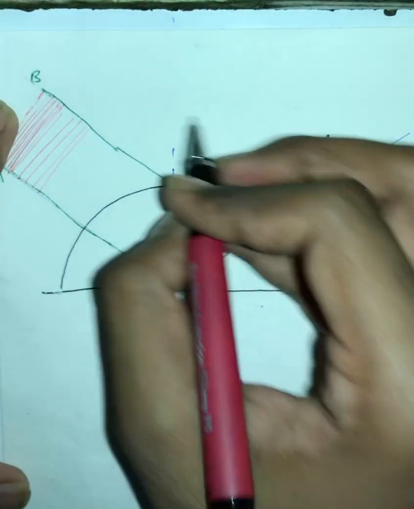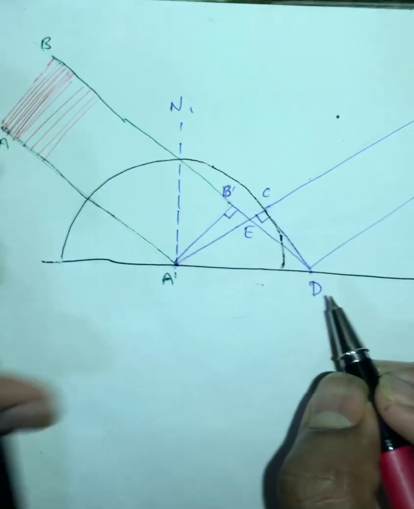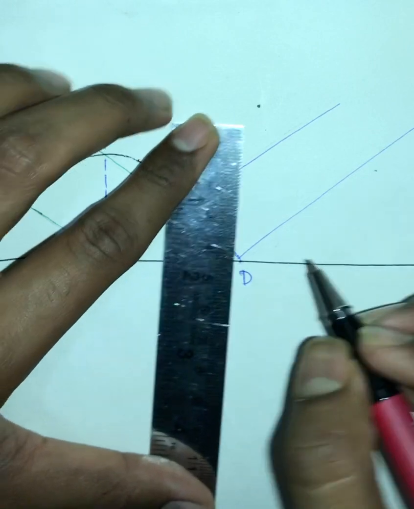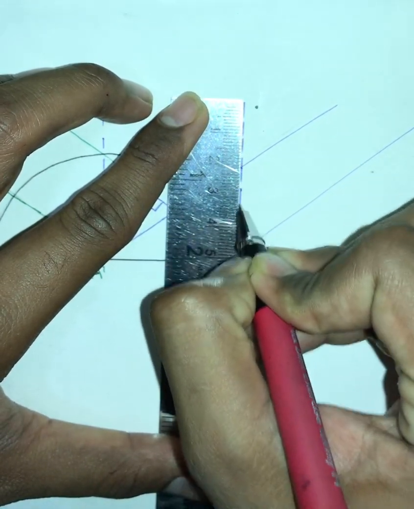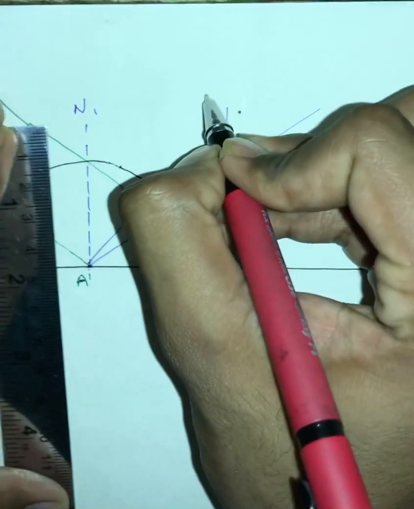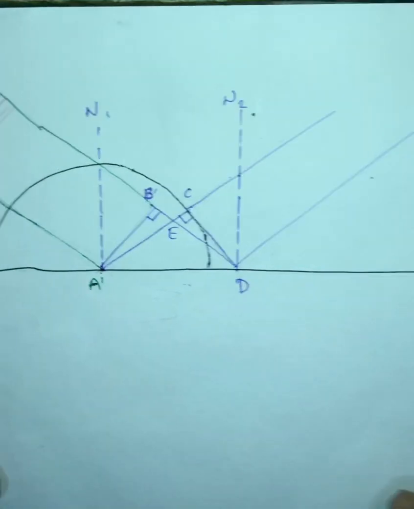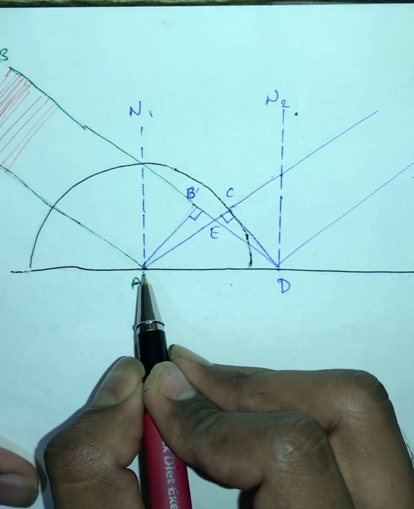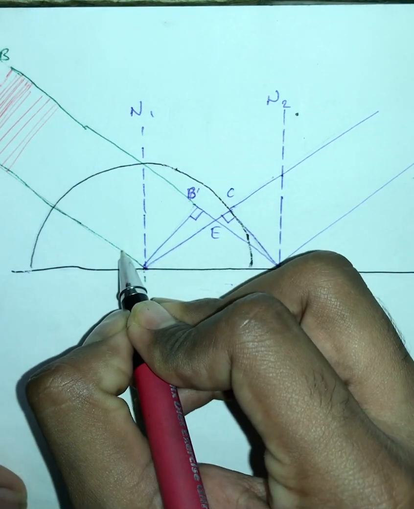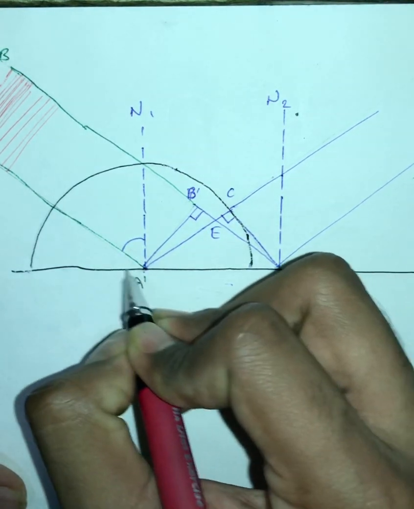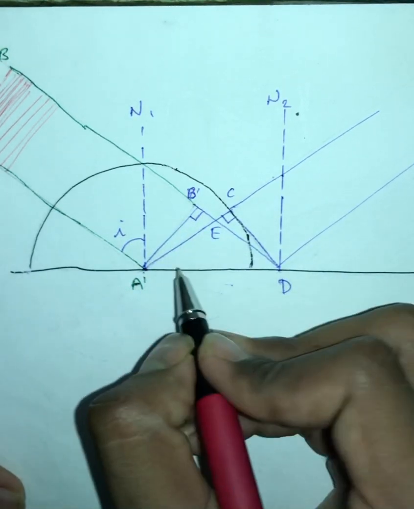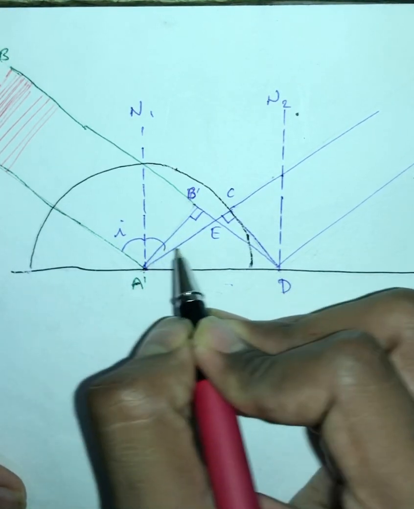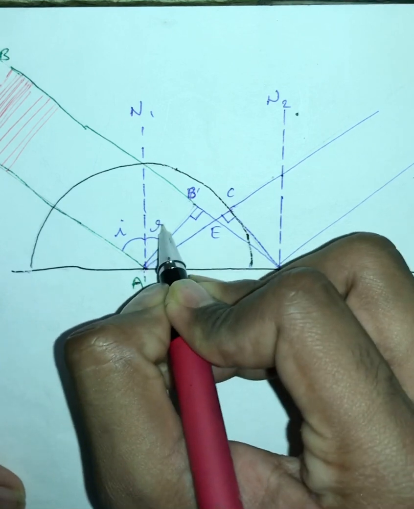And let's name this normal to be N1, and we will draw another normal over here and we will name this normal to be N2. Now when the ray A hits the reflecting surface, since it is incident on a reflecting surface, this angle will be the angle of incidence with the normal, and when it gets reflected, this angle will be equal to the angle of reflection.